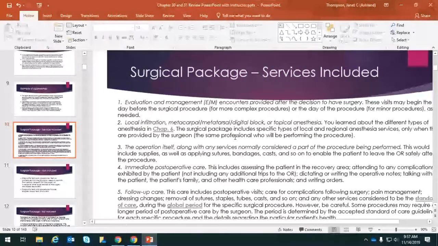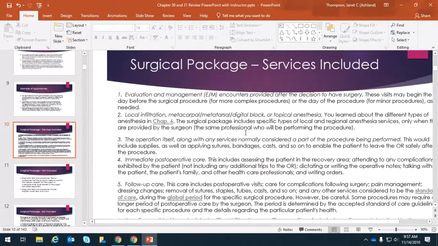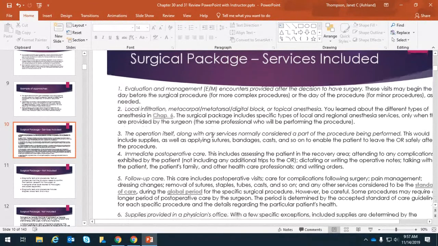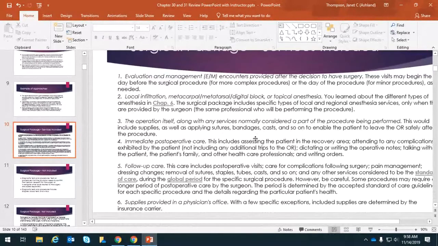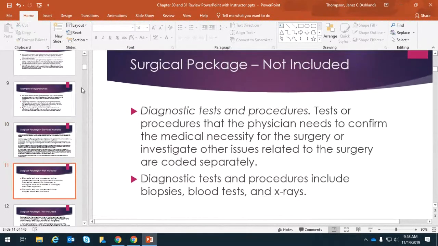Items in the surgical package can include the evaluation and management for the decision to have surgery. That's covered when they bill for the surgery. Usually local or topical anesthesia, the operation itself, immediate postoperative care, follow-up care, and supplies provided in a physician's office. The biggest thing is knowing the global surgery days of a procedure. And like I said, CMS usually sets the standard for our insurances. They have their own Excel spreadsheets that you can download to find a code and see what its global day is.